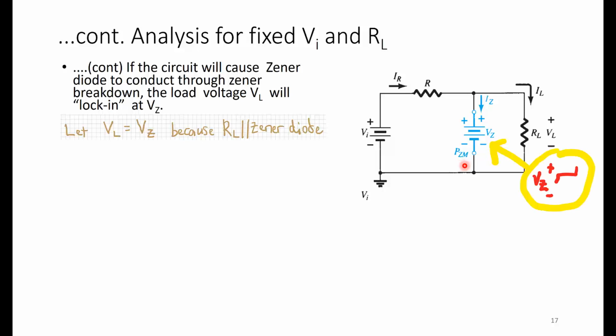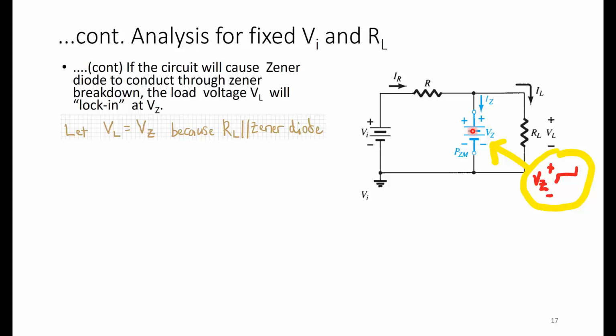Okay, and again, remember that the notation of VZ is positive at the negative terminal because it breaks down in the direction of current flow entering through the positive terminal. So VZ is positive at the negative terminal of the Zener diode.